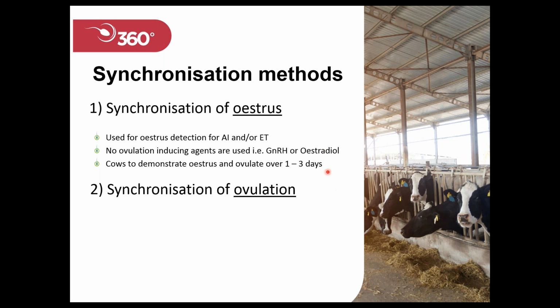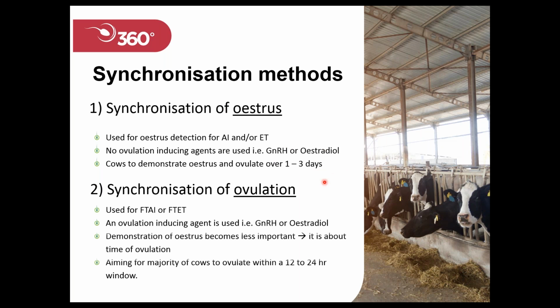For the purposes of the time frame of this presentation, I won't step you through all the estrus synchronization protocols. I'm going to spend more time focusing on synchronization of ovulation. Now, if we synchronize ovulation, we then have the ability to do fixed time AI or fixed time embryo transfer. But in order to do this, we need an ovulation inducing agent such as GnRH or estradiol at the end of the program. I'll explain this later.